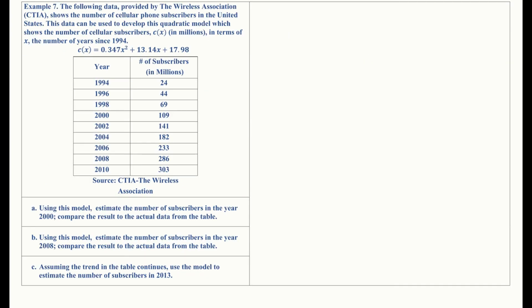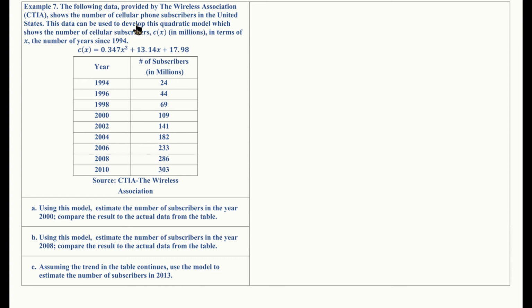All right, here's a really simple problem that, again, looks kind of scary, so I just wanted to introduce it to you. The following data provided by the Wireless Association, which is known as CTIA, shows the number of cellular phone subscribers in the United States. Okay, so in 1994, there were 24 million. In 1996, it started going up quite fast, right? 1998, 69, etc. So remember, these are in millions, right?